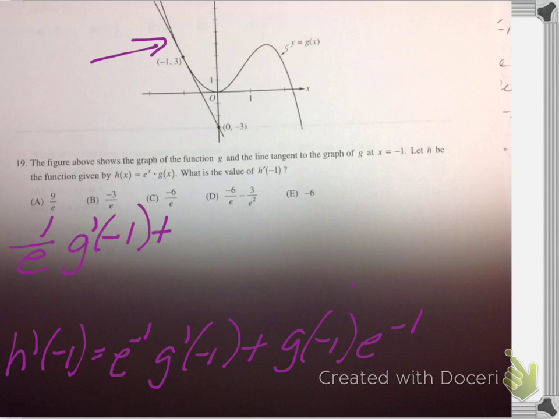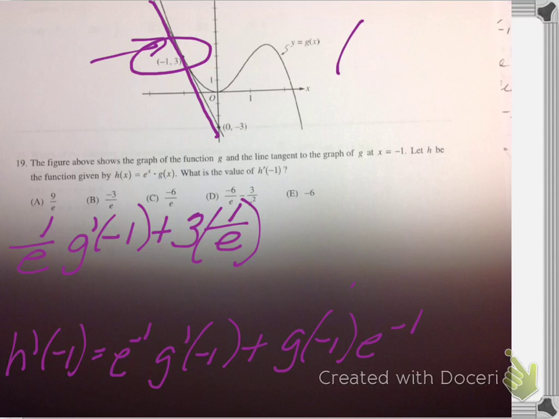G of -1, so when x is -1, y is 3. And then e to the -1 is 1 over e. Okay, so all we need is g prime of -1. So that would mean that right here I need the slope. Well, it's the slope of this straight line going right here, and of that straight line I have 2 points, -1, 3, and 0, -3.